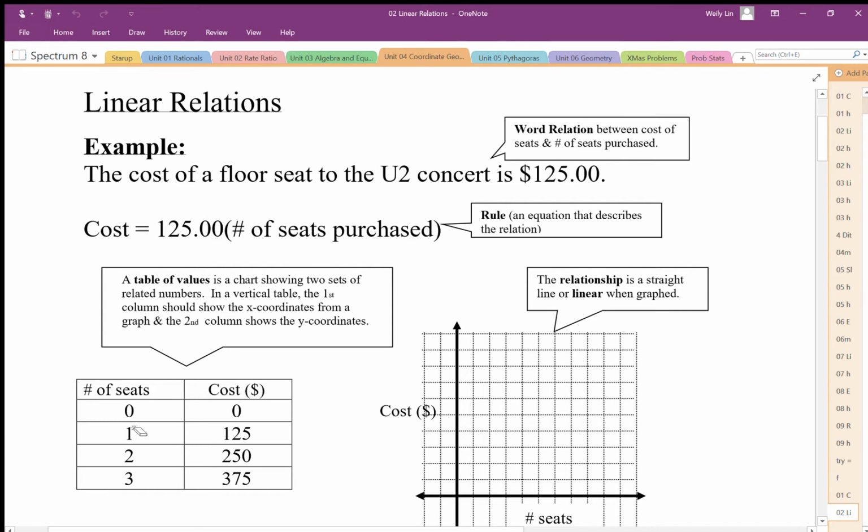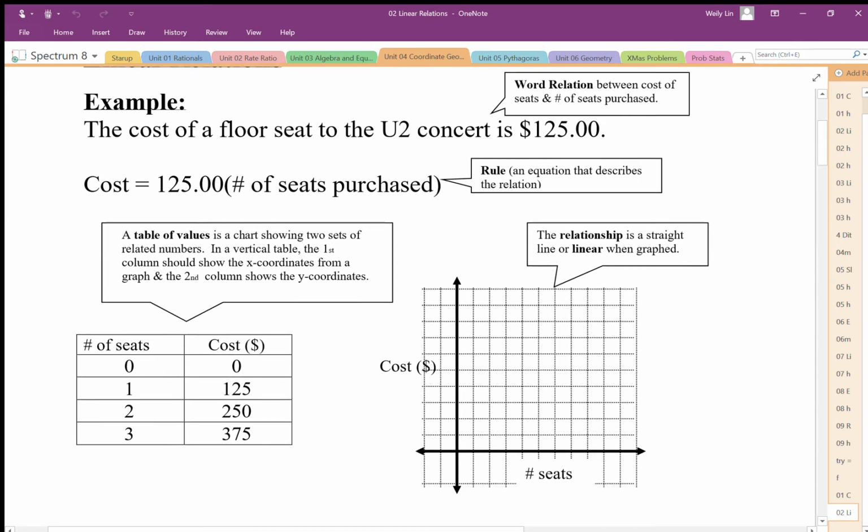So our independent variable, okay, is going to be the x variable. So the independent variable is the number of seats. So that's what we call the independent variable. The dependent variable is the cost, because the cost depends on the number of seats we've purchased. Okay, so this is our independent variable x. This is our dependent variable, which goes on the y.